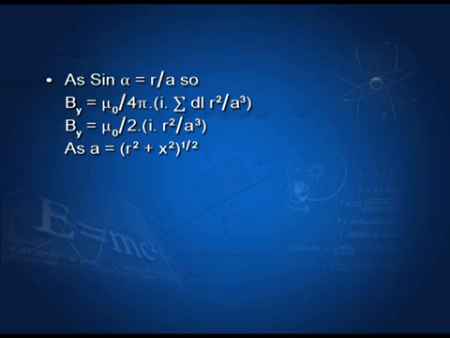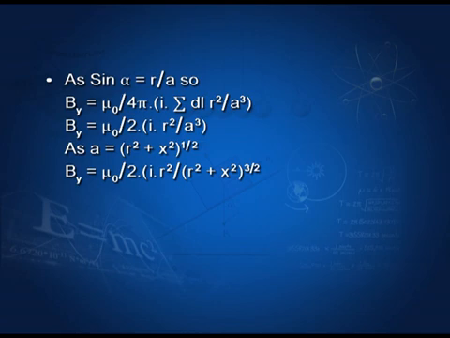as a equals (r² + x²) to the power 1/2. So we get By equals μ₀/2 × I r² / (r² + x²)^(3/2). The direction of the magnetic field is again obtained using the right hand screw rule.